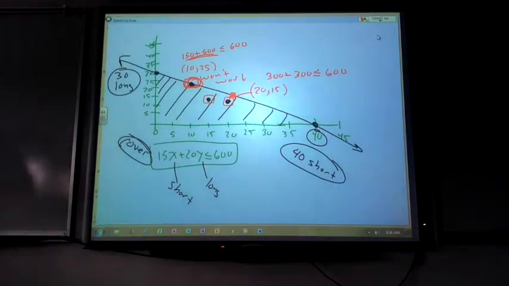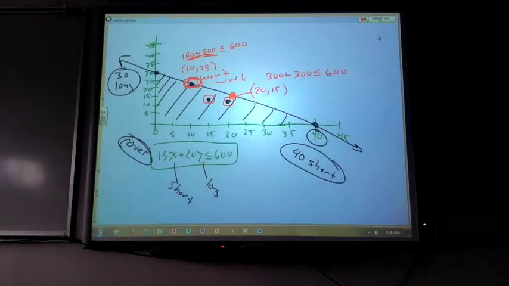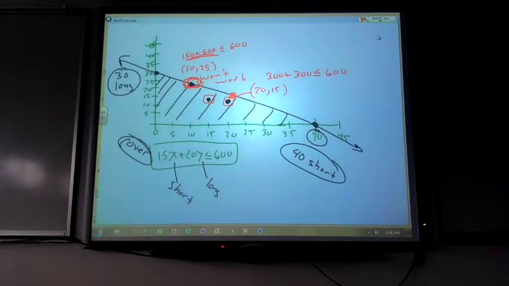Why, if it falls right on the line, is it part of the solution to this answer? It's not dotted. Oh, you nailed it. It's not dotted. So the line is part of the solution because it's not dotted in this case.